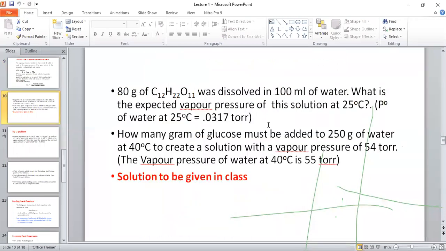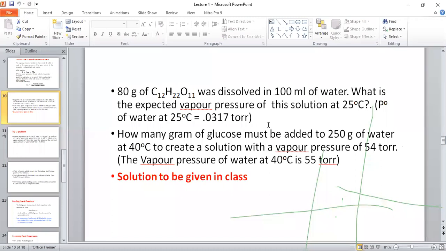So in this case, how do we know this? We have been given 80 grams of glucose to dissolve in 100 mils of water. I also want to bring to your attention that for water here, we're taking 100 mils as 100 grams. So far, we've been doing that. So take it that this is 100 grams of water.